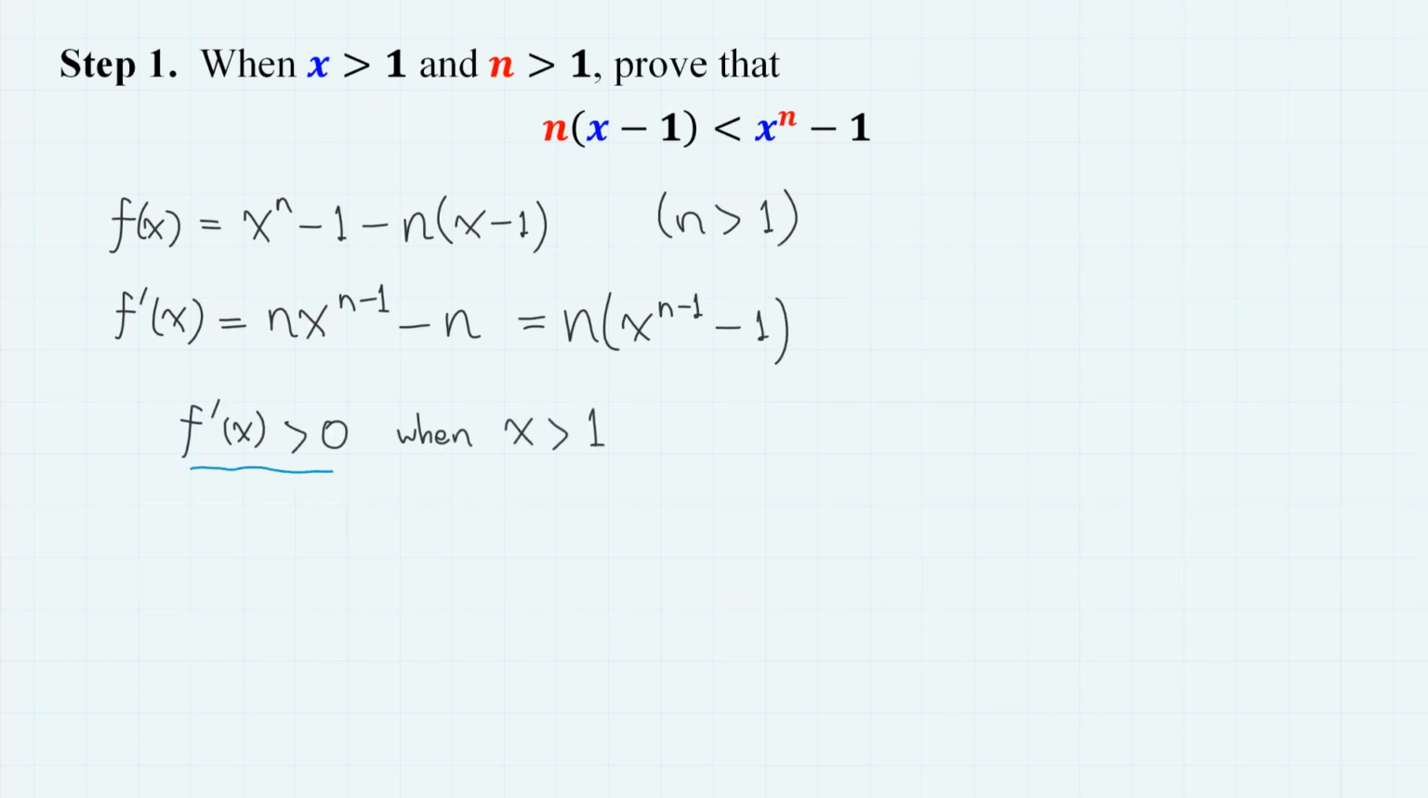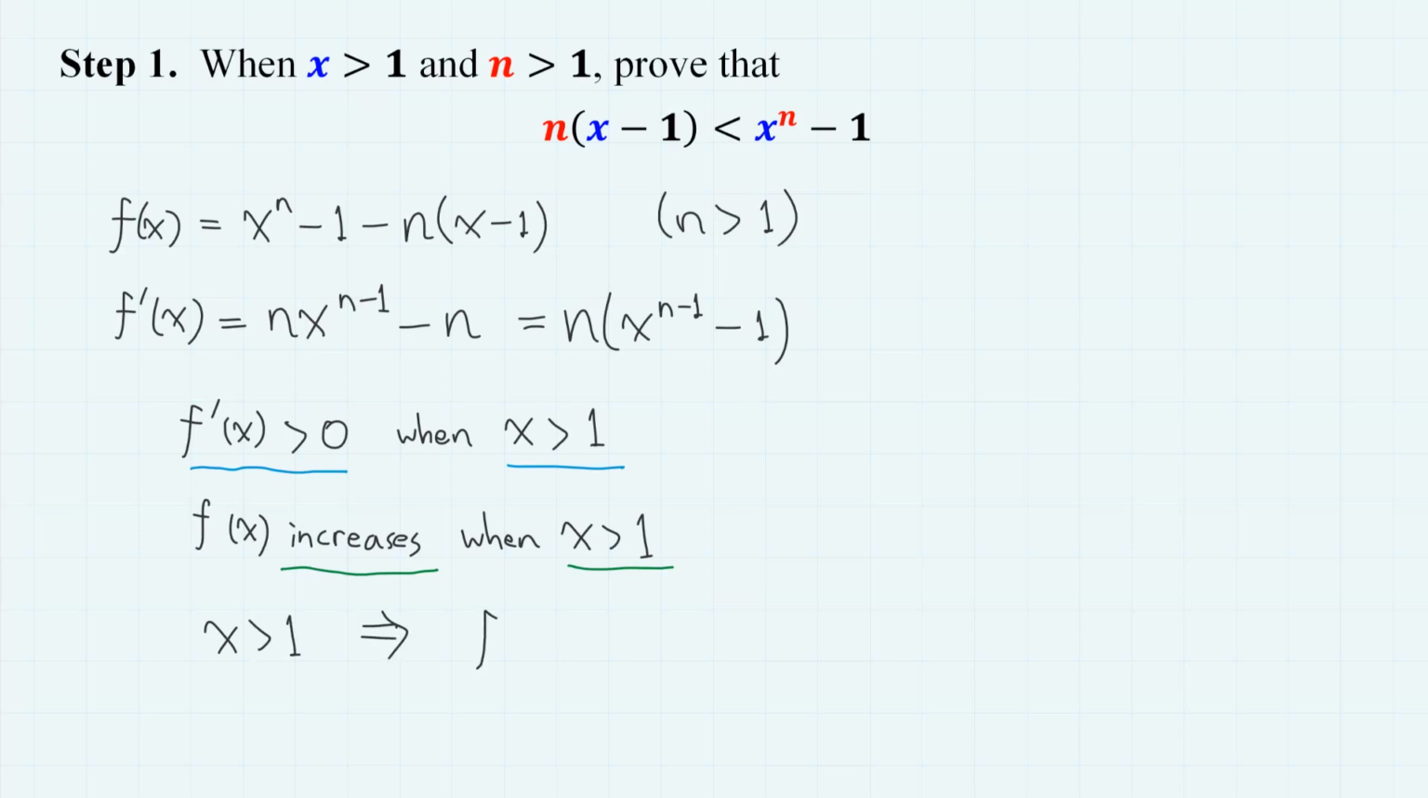Notice that the derivative is positive when x is greater than 1. Therefore, f(x) increases when x is greater than 1. This means that when x is greater than 1, f(x) is greater than f(1), which is 0. And f(x) being greater than 0 proves the given inequality.